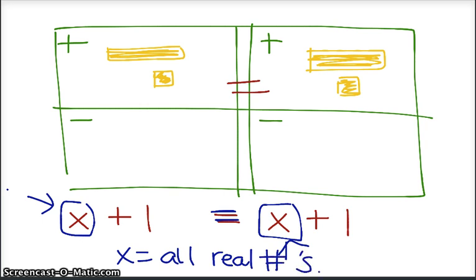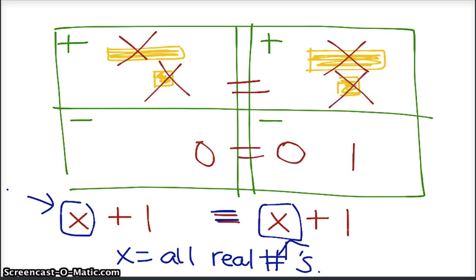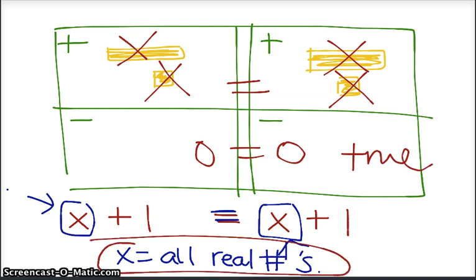If you would have tried to solve this with the algebra tiles, you could have taken away an x from both sides, taken a 1 away from both sides, and you would have been left with 0 equals 0, which is true, which means that all real numbers work.